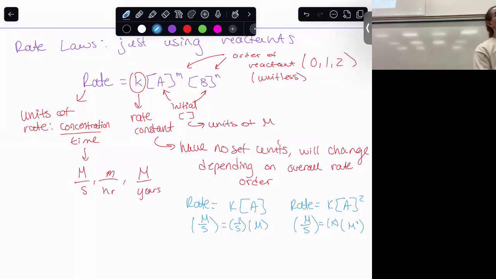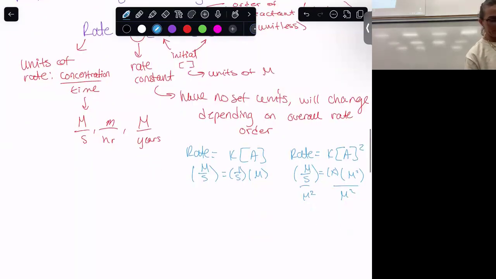Think about this just as an algebra problem. If we're going to solve for x, what do we divide by? We divide by molarity squared. So we end up with 1 over molarity times seconds, or M negative 1 times s negative 1.